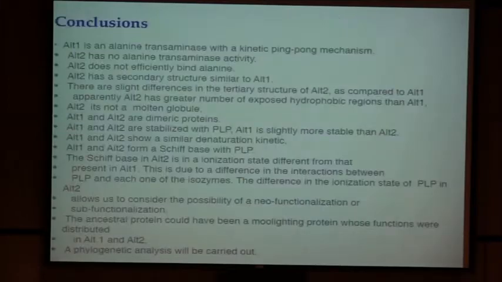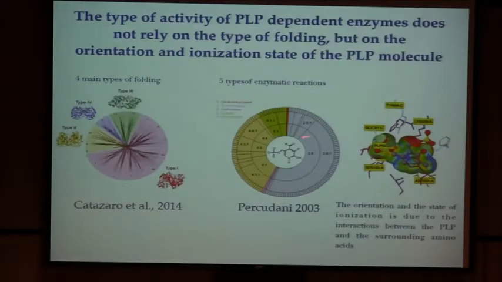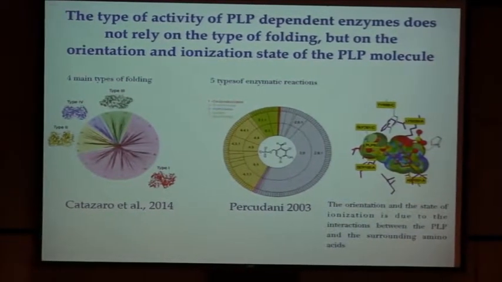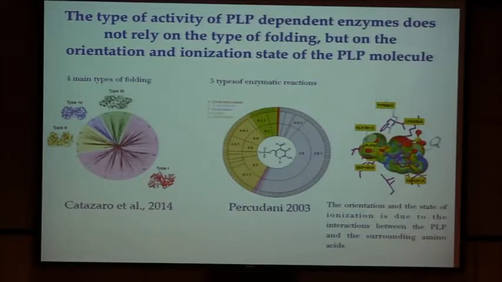The thing that gives the specificity is the interactions that the PLP has with the amino acids that surround it, because they give the ionization state of the functional groups of the PLP. And the other thing that gives the specificity is the orientation of the PLP.